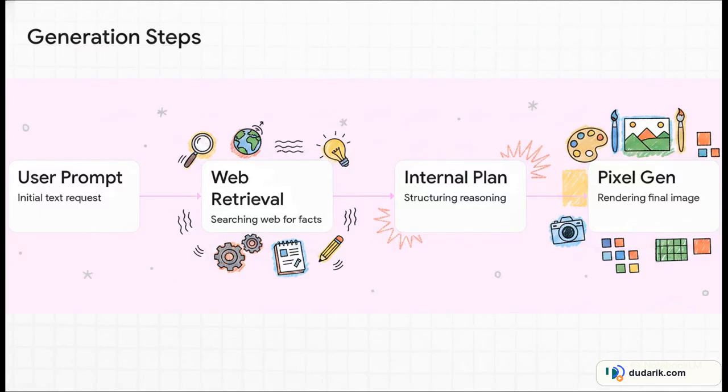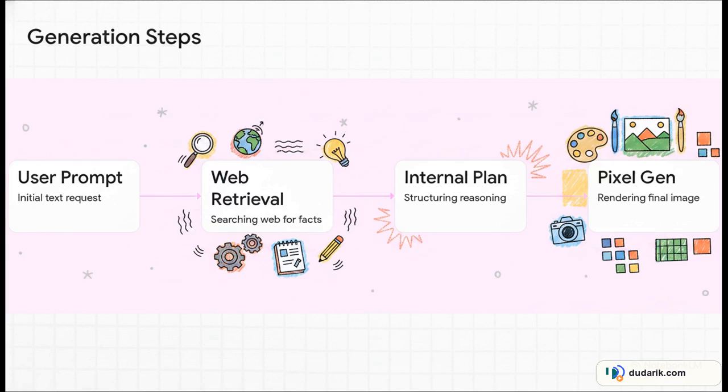Which brings us to Part 2, Web-Enabled Thinking Explained. Let's unpack this new pipeline because it's super interesting. In the old days, you'd give step 1, the user prompt, and the model would essentially just jump straight to step 4, pixel generation. It was an immediate reaction based purely on its training weights. But that process in the middle has completely changed. Step 2 is now web retrieval and fact-finding, and step 3 is building a structured internal plan.